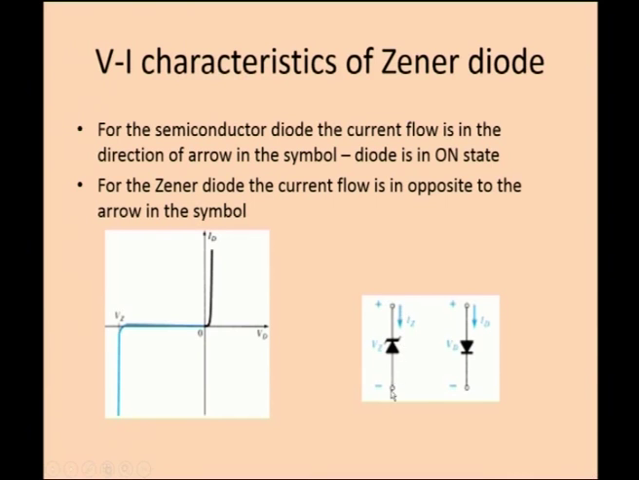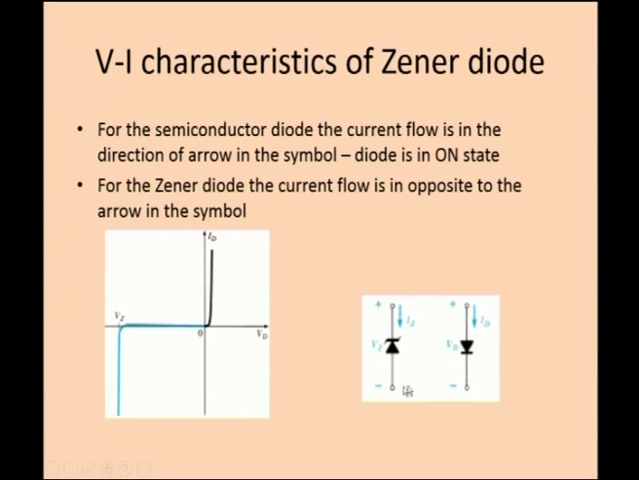So, why is it reversed? The polarity, if you see the current direction, it is reversed compared to the PN junction. See here, it is cathode, this is anode. The current direction is towards the cathode. Here, it is anode and cathode, the current direction is towards the anode. So, the reverse current here.